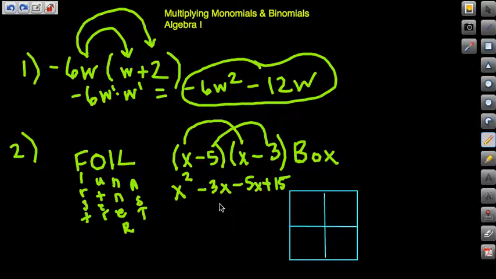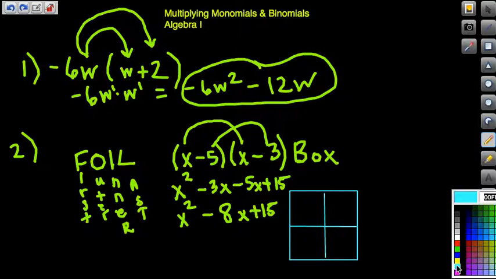Alright, so now we just need to simplify this, combine like terms. Okay, there's only one x squared, so I'm going to bring that down. But we have a negative 3x minus 5x. That's negative 8x plus 15. All right, so that's the first way of doing this. The other way is to draw a box and then fill the terms in this way.